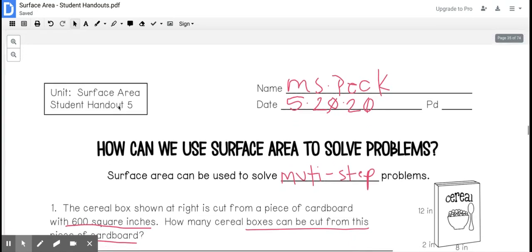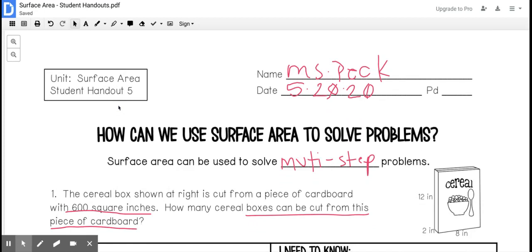So, what we are going to do is first we need to make sure we have our name. I'm Miss Peck. We have our date, which the date that this should be completed is the 20th, so 5/20/20. And then the period that you are in, which I am a teacher, so I don't have a period. And then our title today is going to be How Can We Use Surface Area to Solve Problems? So we're going to use surface area to solve real life problems, applying it to real life situations.